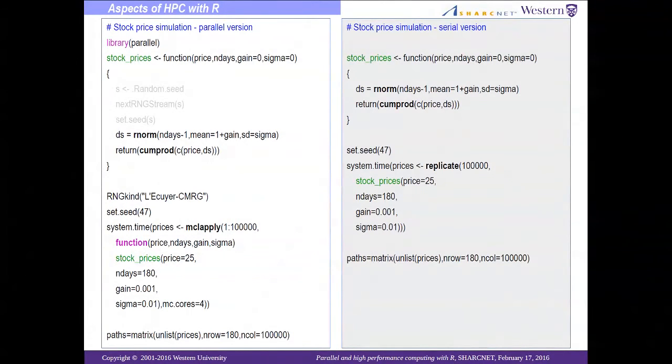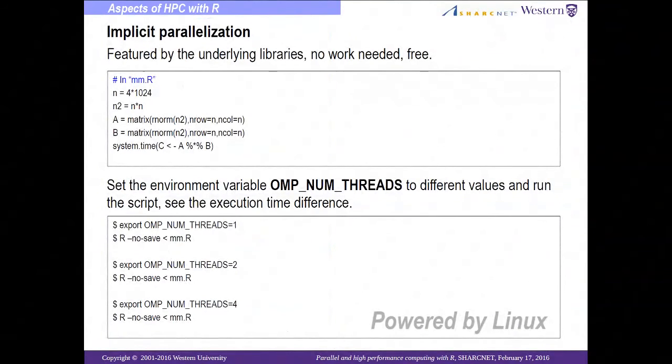Now, changing the topic: implicit parallelization. R uses a lot of underlying libraries, and some of them are already parallelized. For instance, in matrix multiplication, the underlying linear algebra library is already parallelized. So you don't have to do anything. With parallelization in R, you can write your parallel code with some effort, or in the case of implicit parallelization, you don't have to write anything. All you need to do is change the way you run your R code.